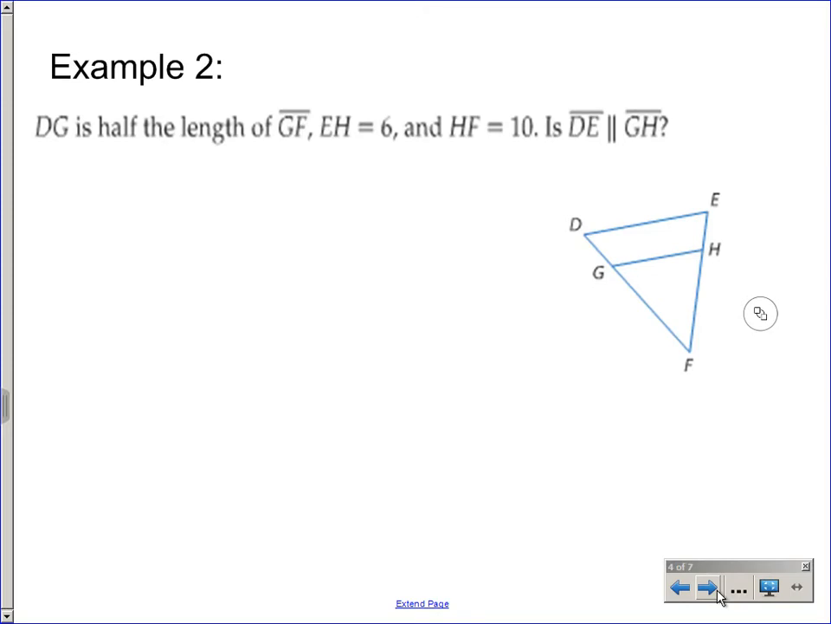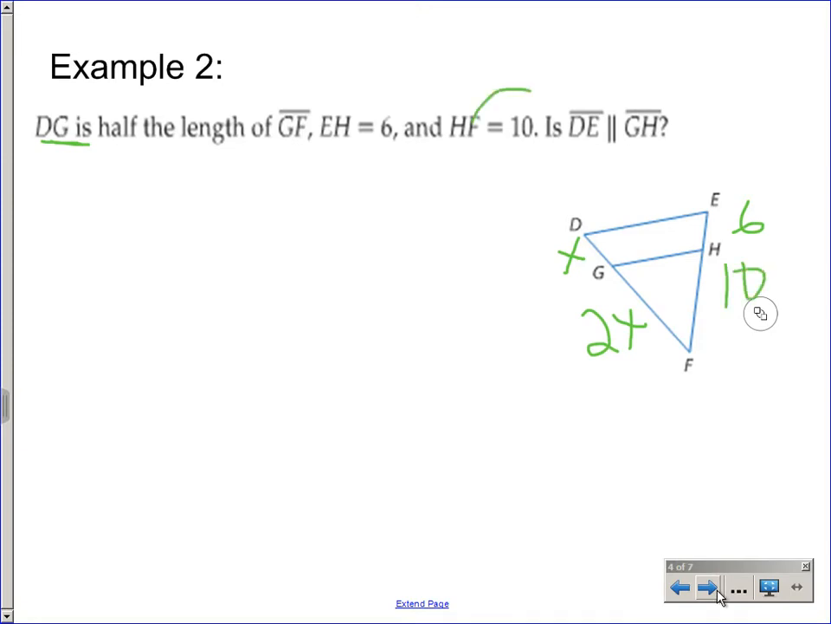Now moving on to example 2. Again, you can give it a try before you listen to this portion. In this situation, we have DG is half the length of GH. So if DG was X, I've got all sorts of bells, I'm sorry. If DG is X, then GF would be twice that, because DG is half the length of GF, so GF is 2X. So EH is 6 and HF is 10.